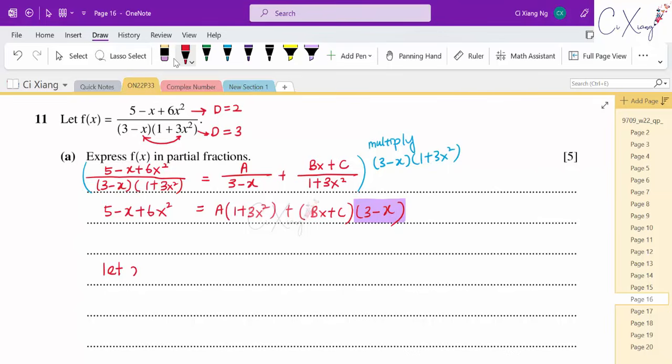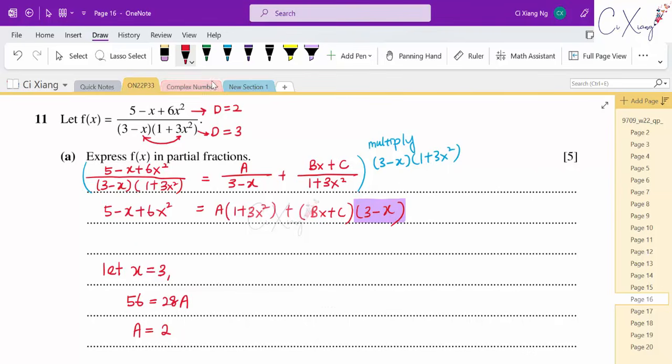So what I'm going to do is I will let x equal to 3. If I let x equal to 3, this whole bracket will become 0, right? And I want to substitute x equals 3 into the whole equation here. So 5 minus 3 plus 6 times 3 squared. And for the left hand side, I will have the value 56. For the right hand side, 3 minus 3 becomes 0, and then I only have the term with the A. So 3 squared times 3 again is 27, plus 1. I'm having 28A. From here, very easily, I will get the value for A, which is equal to 2.